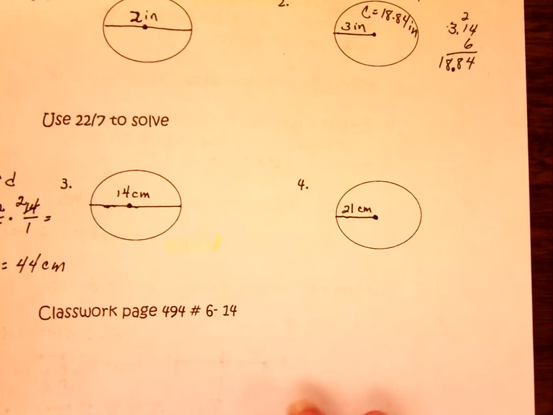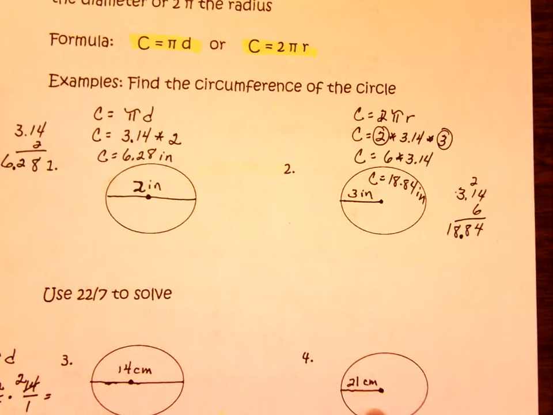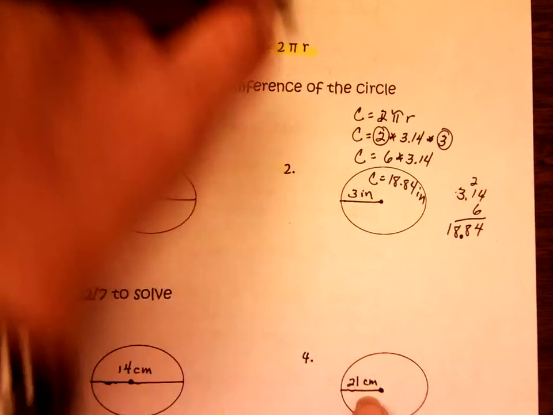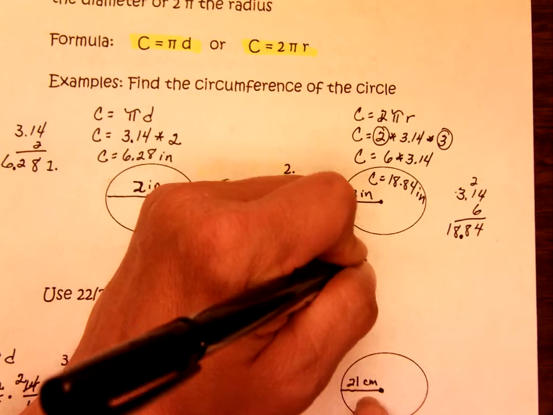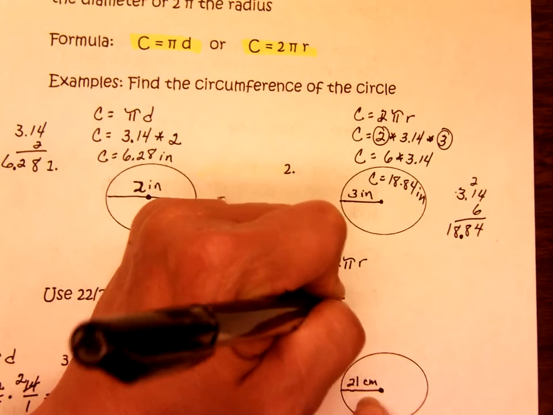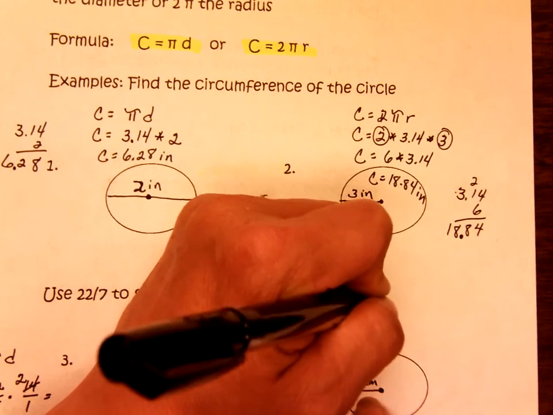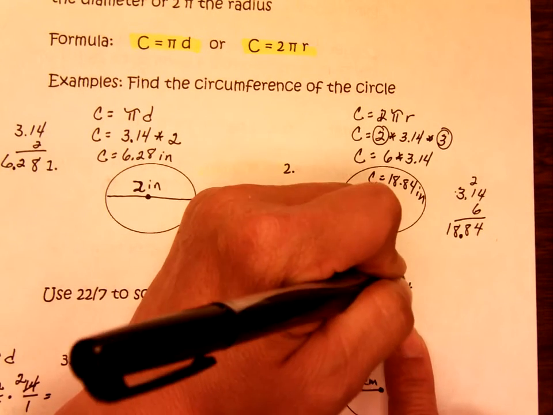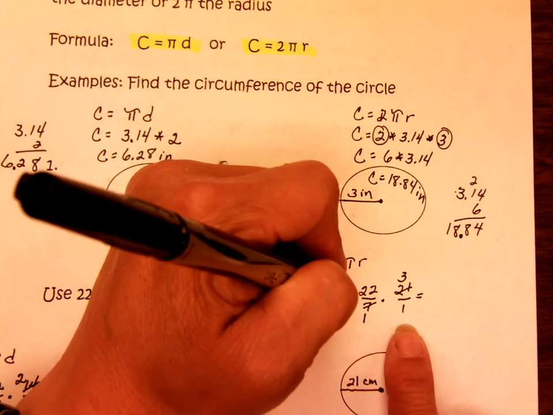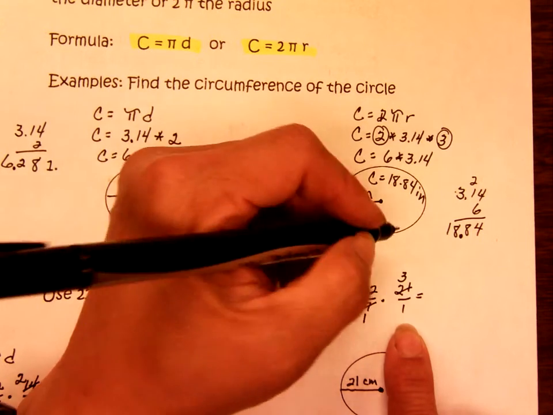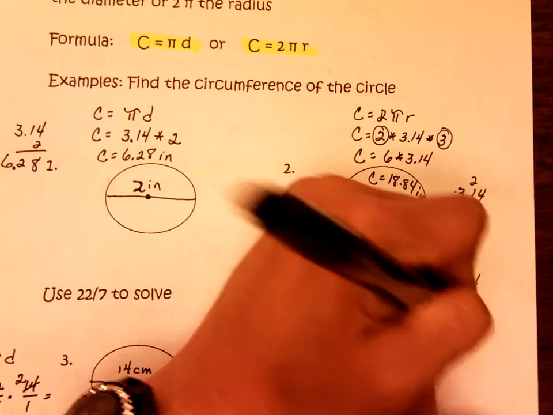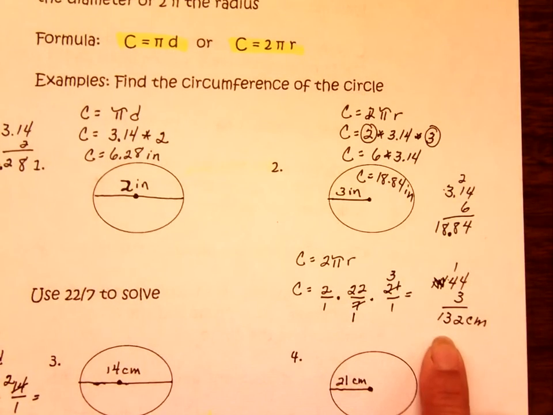Looking at example number 4. Hopefully you know what formula you use. Looking at this, do we use this one or this one? What is this picture right here? 21 centimeters. Hopefully you said 21 centimeters is radius. It starts with an R, so you would use this formula. So it would be C is equal to 2 pi r. Then you say C is equal to 2/1 times, remember you're using 22/7, times 21/1. Cross reduce. You can cross reduce. 7 goes into 7 once, 7 goes into 21 3 times. Multiply across. 2 times 22 is 44. 44 times 3 is 132. So 132 centimeters is the circumference of the circle right here.